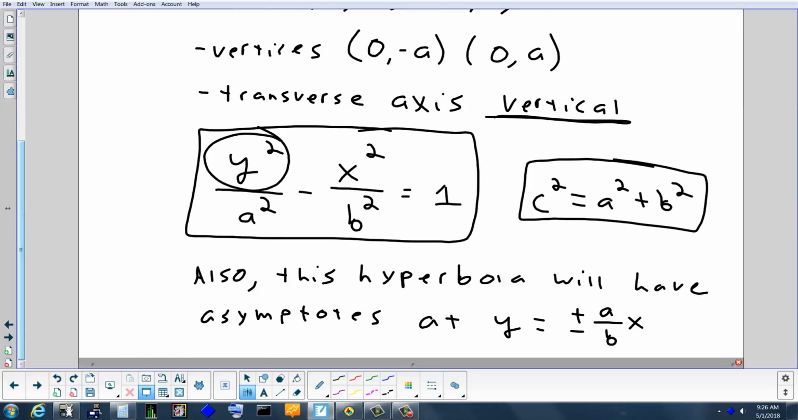Okay, the way I remember it is, if your transverse axis is vertical, your slope is a over b. VAB. That's how I remember it. So if your transverse axis is vertical, just remember V-A-B, a over b. If your transverse axis is horizontal, your slope is b over a. Hubba. It doesn't quite have the same ring to it. But VAB, I think that helps. So VAB, a over b.